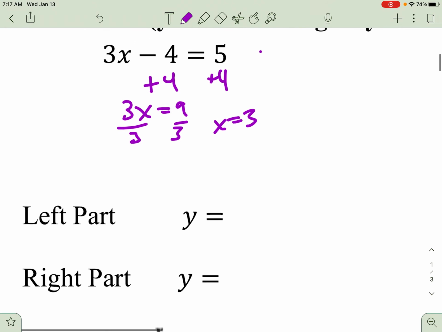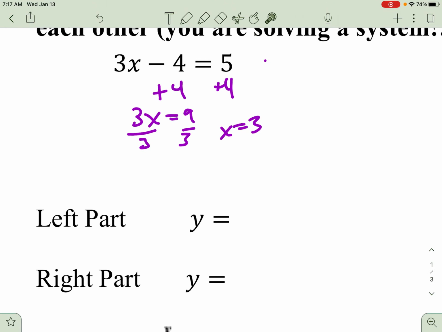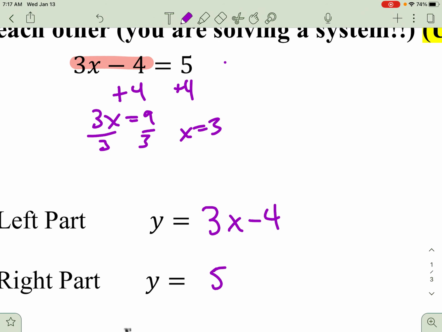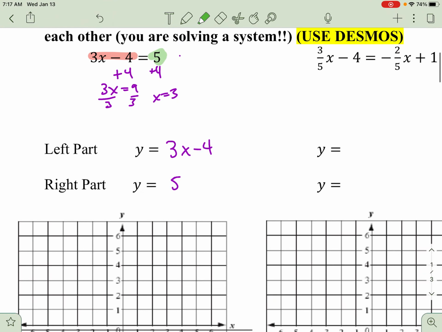Well, what you can do if you forget how to do all of that is actually plug it into Desmos by splitting up the equation. And what I mean by that is split up the left side and the right side. So the left side here, 3x minus 4, notice there's no y value up here, so there's only one variable. That's what allows us to do this. So I'm going to split it up and say that's the left side. And then I'm going to say the other side is y equals 5. That's the right side. So we're splitting it up into two components here.